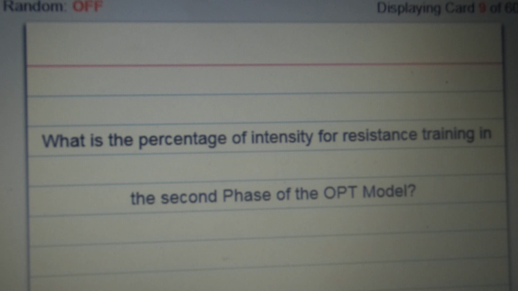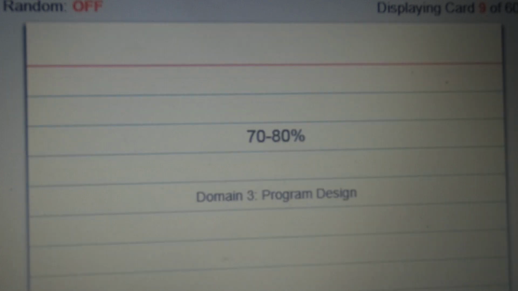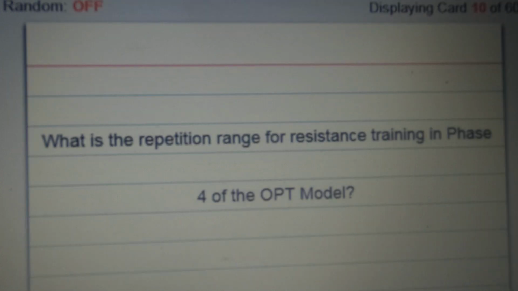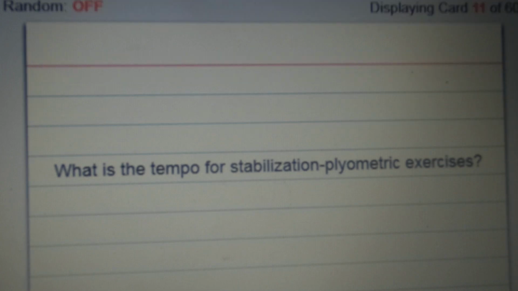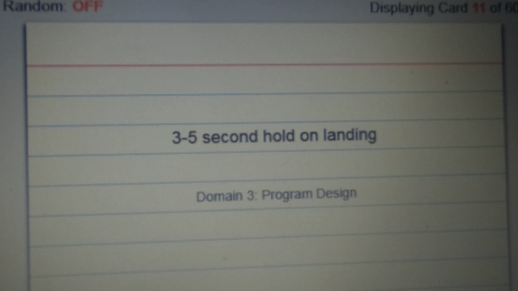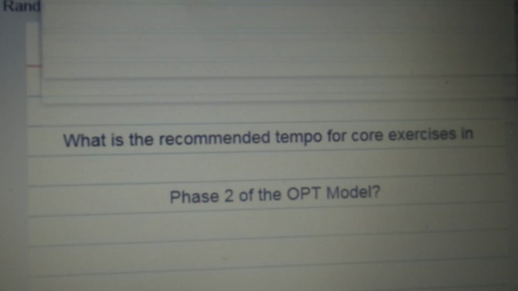What is the percentage of intensity for resistance training in the second phase of the OPT model? 70 to 80%. What is the repetition range for the resistance training in phase 4 of the OPT model? 1 to 5. What is the tempo for stabilization plyometric exercise? 3 to 5 second hold on landing.